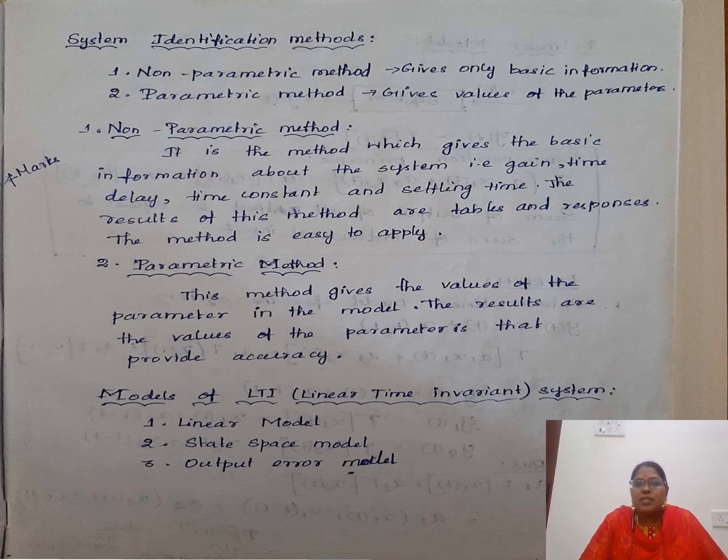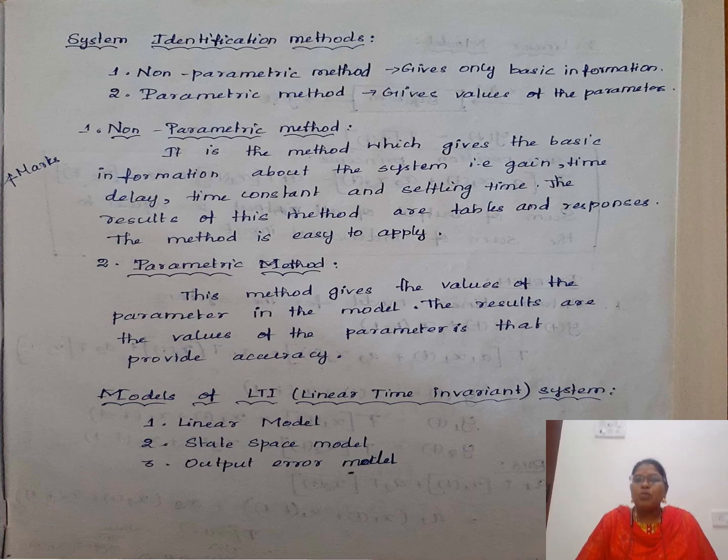Whereas the parametric method gives the values of the parameters in the model. The results are the values of the parameters that provide accuracy. So in parametric methods, the results are more accurate compared to the non-parametric method. The parameter values are very important for identification. The parameter model is very essential, and we have to choose those values properly to get an accurate model.